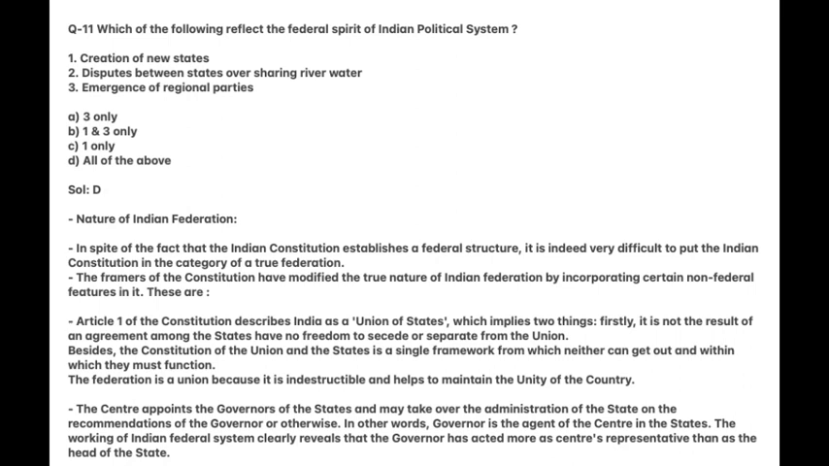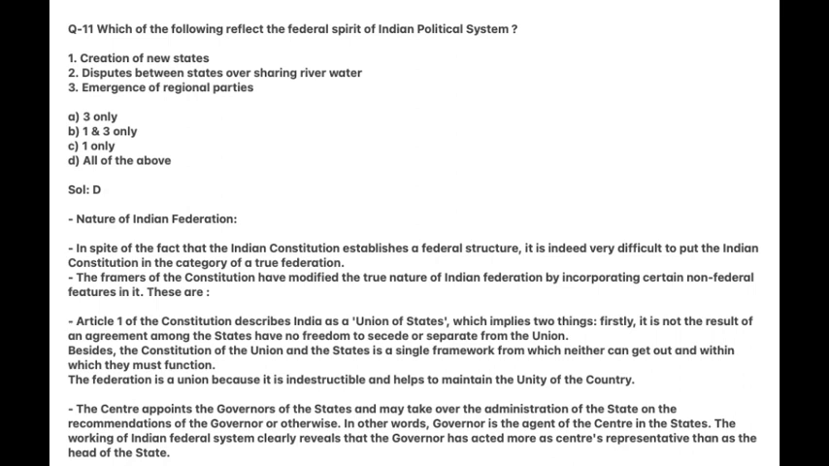Nature of Indian Federation. In spite of the fact that the Indian Constitution established a federal structure, it is indeed very difficult to put the Indian Constitution in the category of a true federation. The framers of the Constitution have modified the true nature of the Indian Federation by incorporating certain non-federal features in it. These are: Article 1 of the Constitution describes India as a union of states, which implies two things. Firstly, it is not the result of an agreement among the states, and secondly, the states have no freedom to secede or separate from the union.